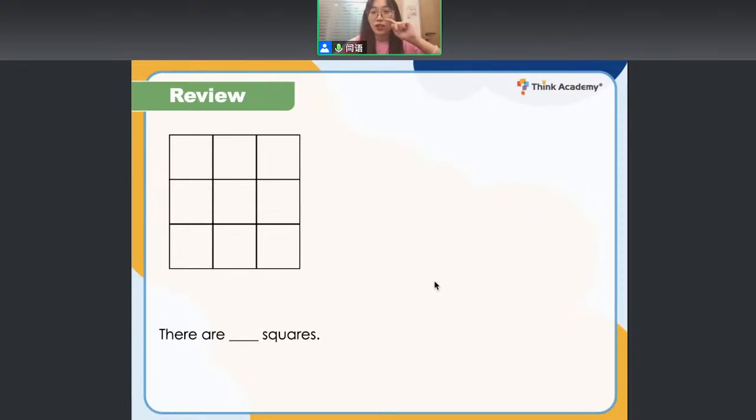Okay, so here everyone, let's have a look. What is the tip? So again, we start from the smallest one, which is 1 by 1. So one by one, how many squares are there? I think it is super easy, right? You can just count 1, 2, 3, 4, 5, 6, 7, 8, 9. So how many one by one square are there? We have 9.